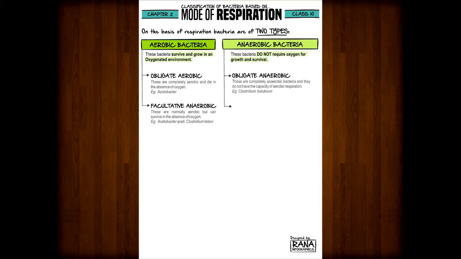First, we have the obligate anaerobic bacteria. These are completely anaerobic bacteria and they do not have the capacity of aerobic respiration. For example, Clostridium botulinum. Second, we have the facultative aerobic bacteria. These are normally anaerobic but also have the capacity of aerobic respiration. For example, fermentation bacteria except Acetobacter aceti.